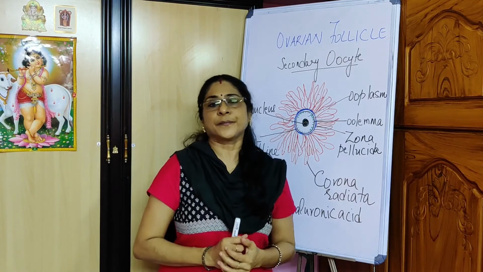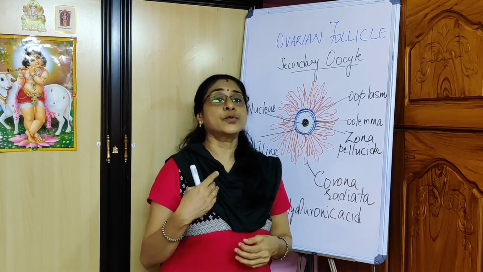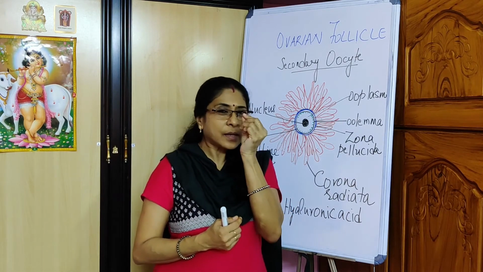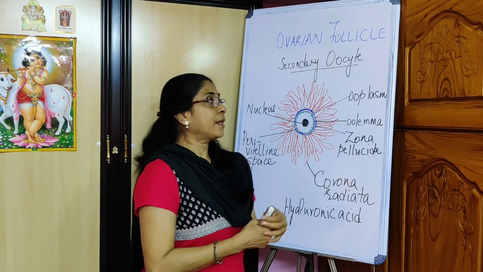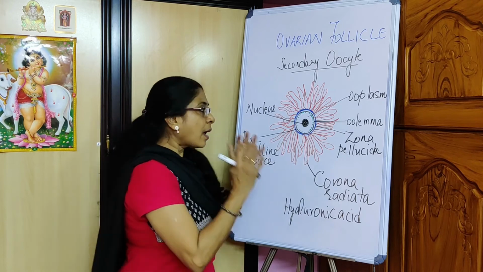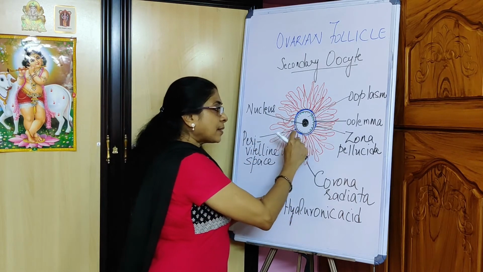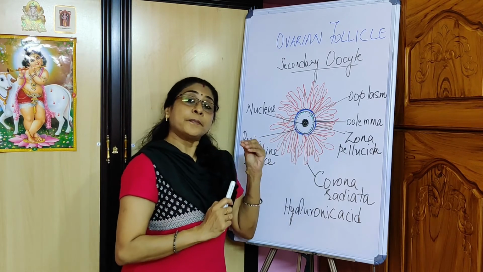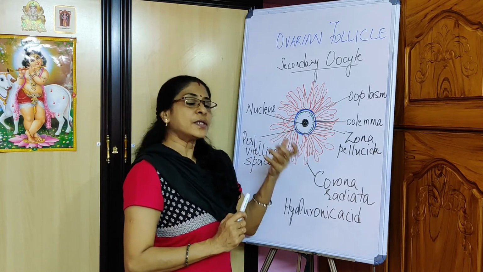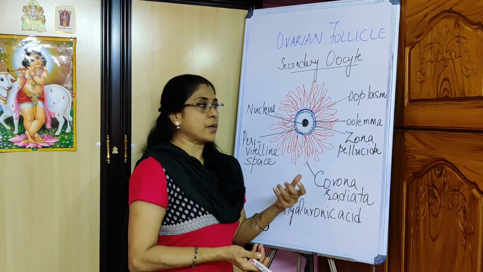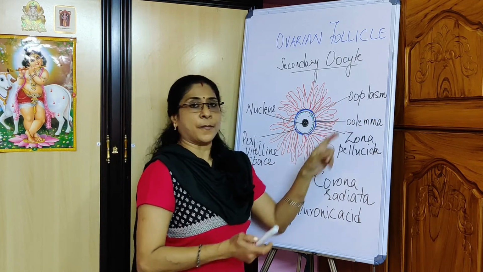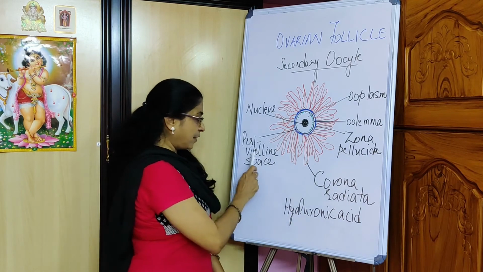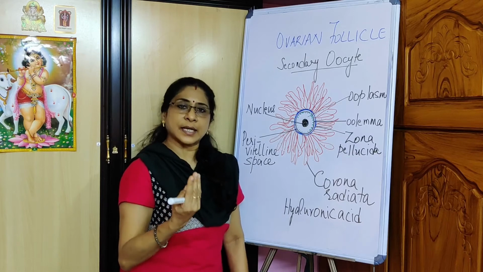Let us now study the secondary oocyte or the future ovum. We learned that it is developing inside the ovarian follicle. So we are going to learn about that single cell in detail. The secondary oocyte, being a typical cell, has a plasma membrane. See, this black colored thing is the plasma membrane. And the plasma membrane of the secondary oocyte or the future ovum is known as the oolemma, or the vitelline membrane.